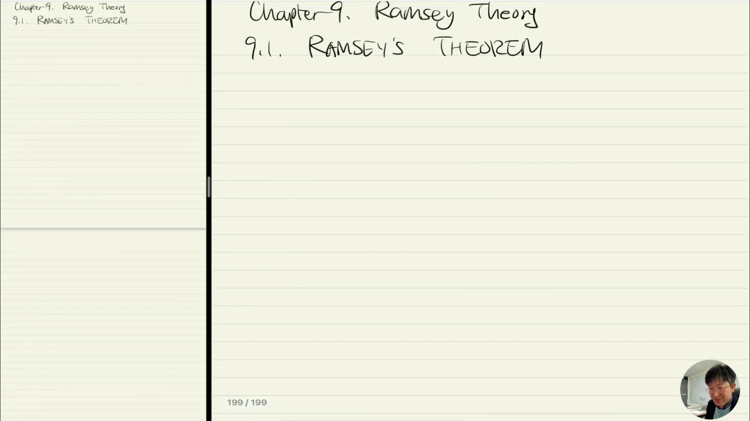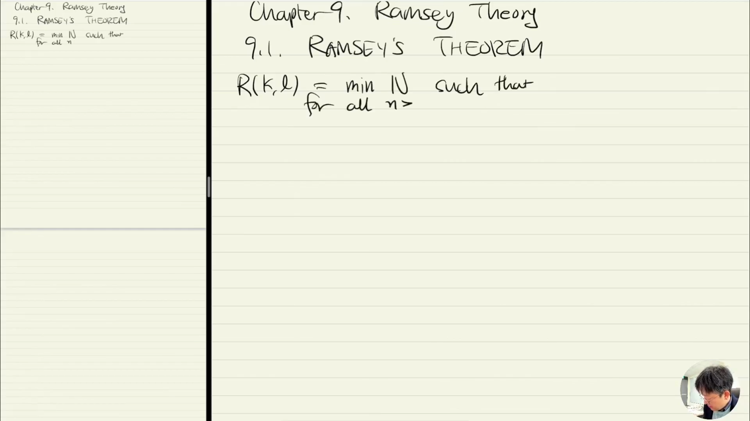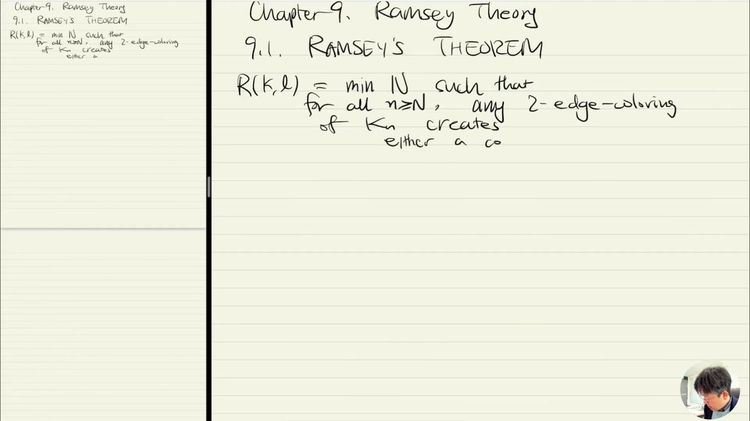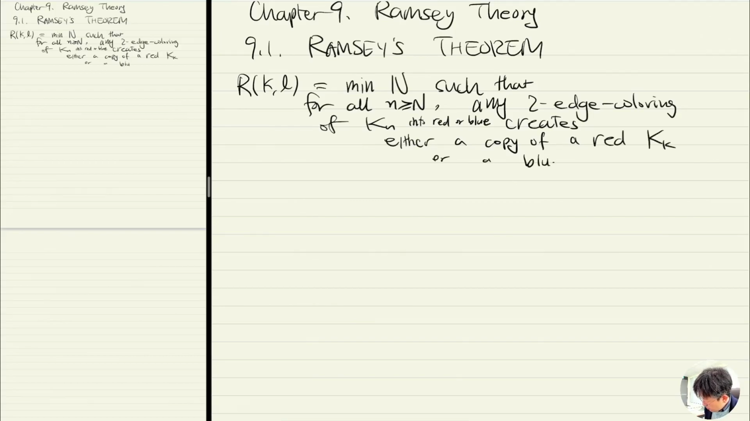Right, in chapter 9, we're going to talk about Ramsey's theorem. So let me start with the most basic statement, R(k, l). This is the minimum n such that for all n bigger than this n, any two edge coloring of K_n, into red or blue, creates a copy of a red K_k or a blue K_l.